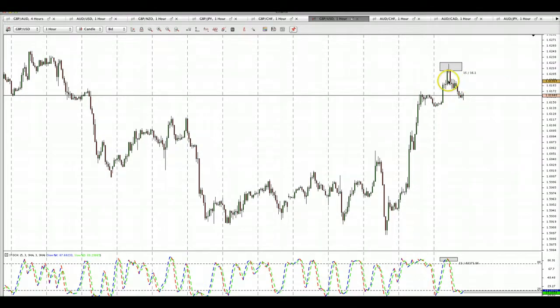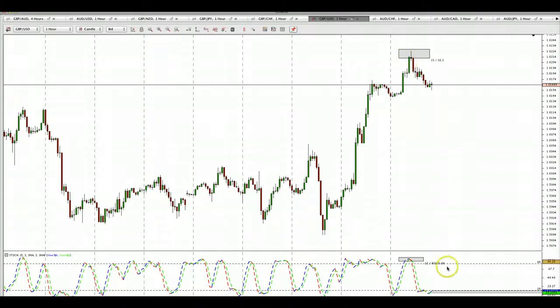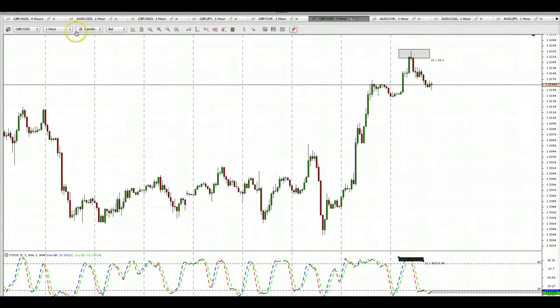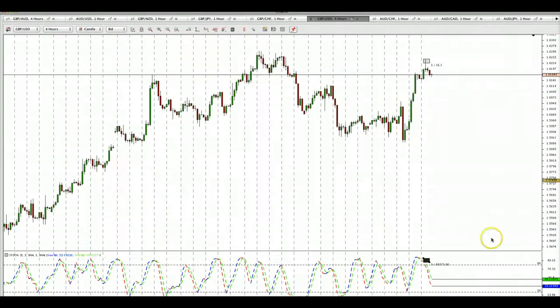So here we have an evening star on the 1 hour chart. Stochastics overbought, correct? And then let's look at the 4 hour chart. And the 4 hour chart was also overbought. Okay. And I would have stayed in this trade if it wasn't on a Friday.